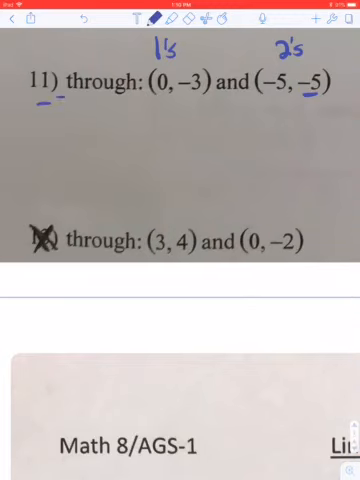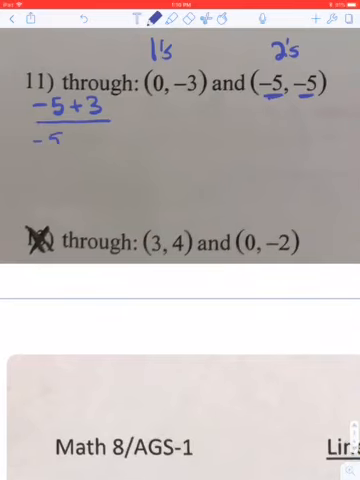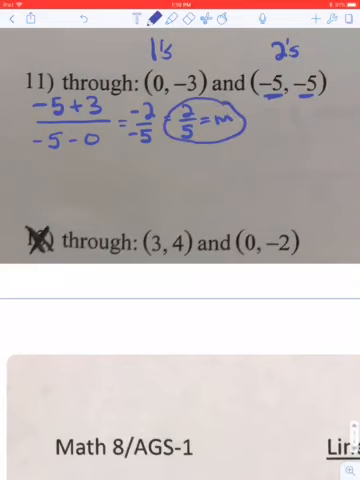which is negative 5, minus y1, so it'd be minus a negative 3, which is actually plus 3, over x2 minus x1, which is nothing. And that is going to leave us with negative 2 over negative 5. Ooh, this is kind of an uglier one. Okay, and a negative divided by a negative is a positive. And we now know that m is equal to 2/5.